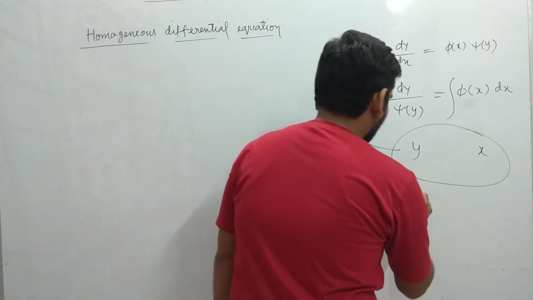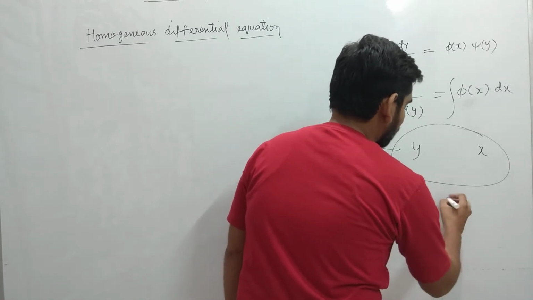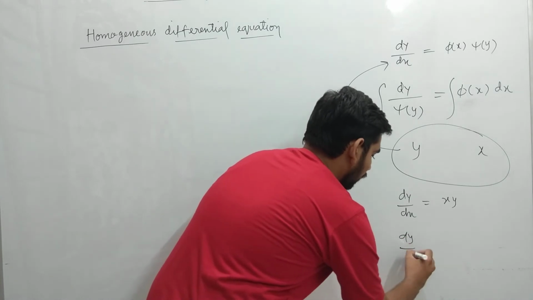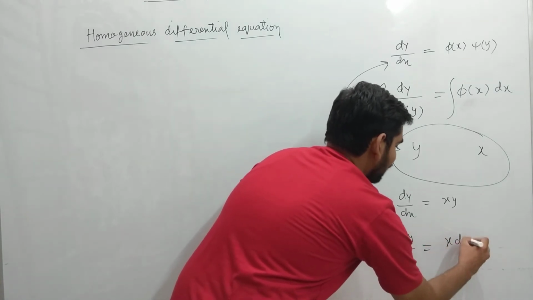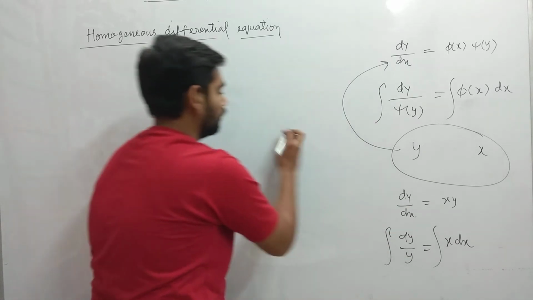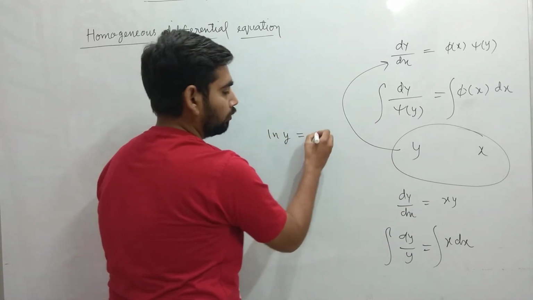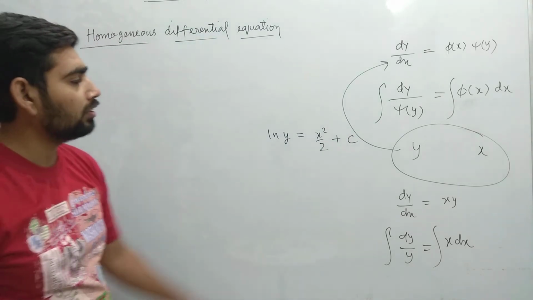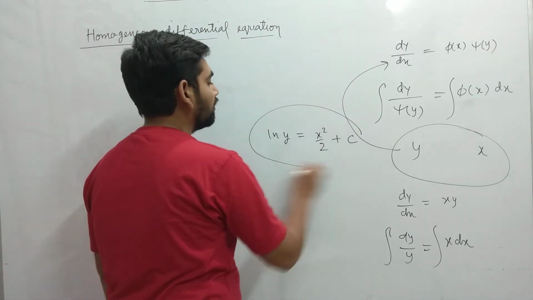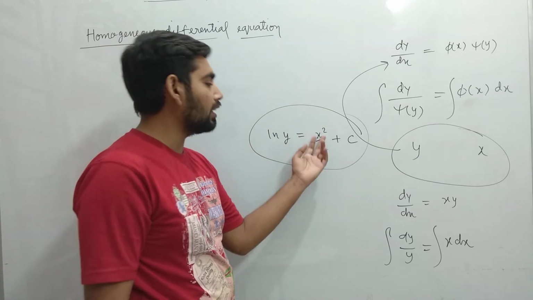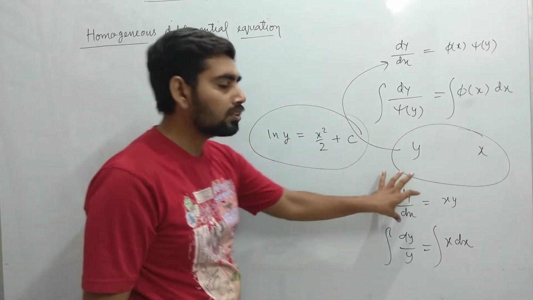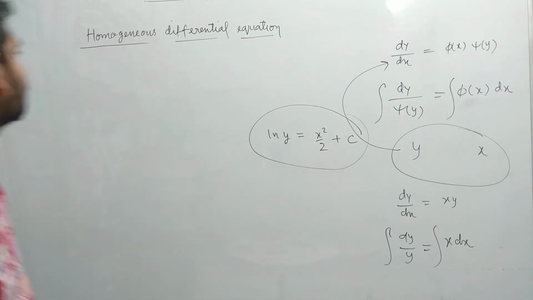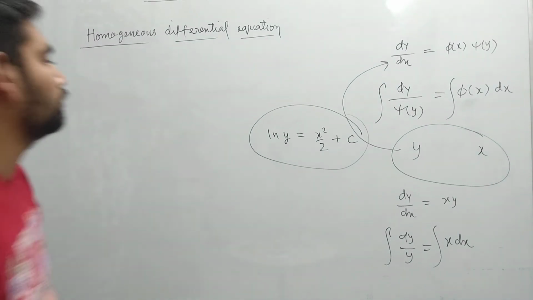For example, if we have the differential equation dy by dx equals xy, then we can separate the variables: dy upon y equals x dx, and on integration we get ln y equals x square by 2 plus c, the arbitrary constant of integration. So this is the relation between the dependent variable y and the independent variable x, and it is known as the solution of this differential equation. So variable separable is very simple. We will study homogeneous differential equation.